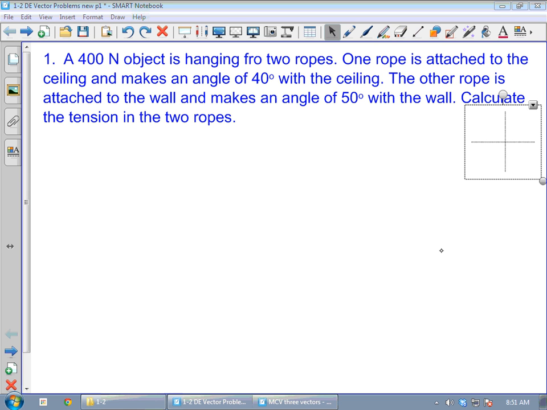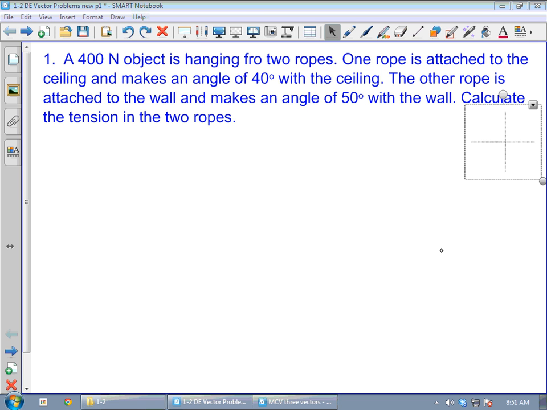Okay, in our first question here, we have a 400 Newton object. We're told that it's hanging from two ropes. One rope is attached to the ceiling and makes an angle of 40 degrees with the ceiling. The other rope is attached to the wall and makes an angle of 50 degrees with the wall. We want to calculate the tension in the two ropes.